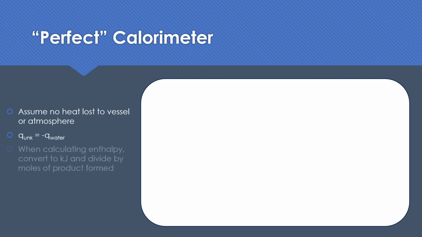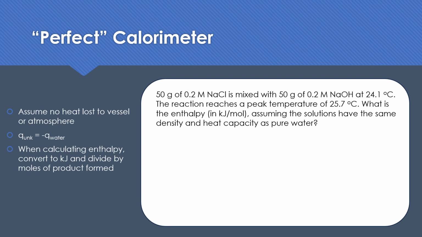What about a reaction? If you're calculating enthalpy, generally you want to convert to kilojoules and divide by the moles of product formed. So when 50 grams of 0.2 molar sodium chloride is mixed with 50 grams of 0.2 molar sodium hydroxide at 24.1 degrees Celsius, the reaction reaches a peak temperature of 25.7 degrees Celsius. What is the enthalpy in kilojoules per mole, assuming the solutions have the same density and heat capacity as pure water? That's an assumption that you're going to make.